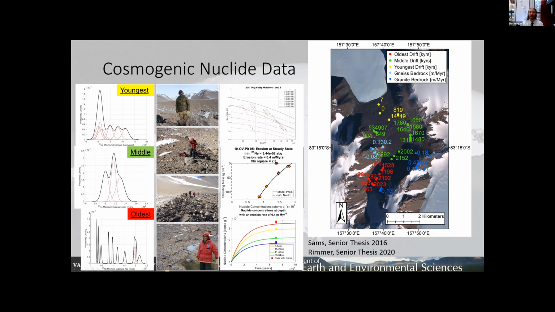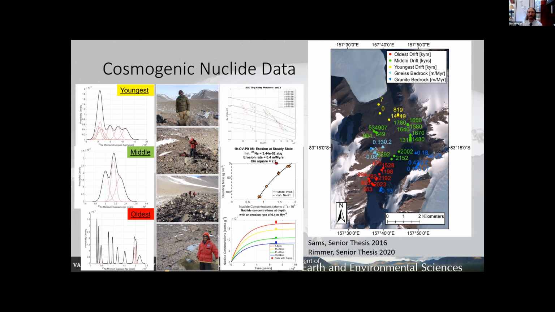We also sometimes dug pits. Here we are digging a pit in the bottom image there. These data in the middle here are the depth or the concentrations of neon 21 we would get at depth in there. And that lets us establish kind of erosion rates, but also put minimum exposure ages on that end moraine at about 7 million years old.